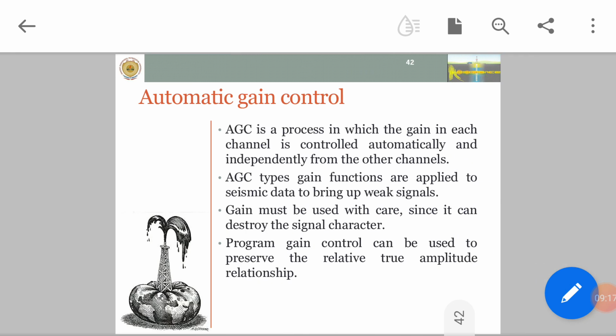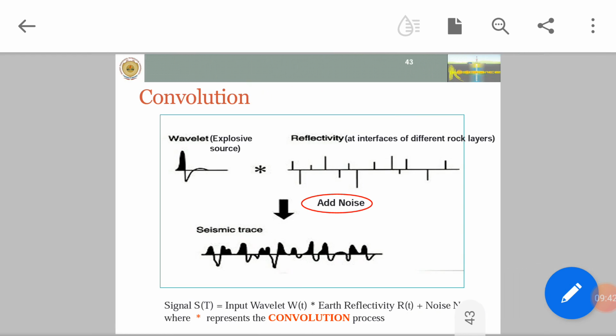Automatic gain control is a rolling window operation. AGC is a process in which the gain in each channel is controlled automatically and independently from other channels. AGC type gain functions are applied to seismic data to bring up weak signals. Gain must be used with care since it can destroy the signal character, which is not the objective. Program gain control can be used to preserve the relative true amplitude relationship.